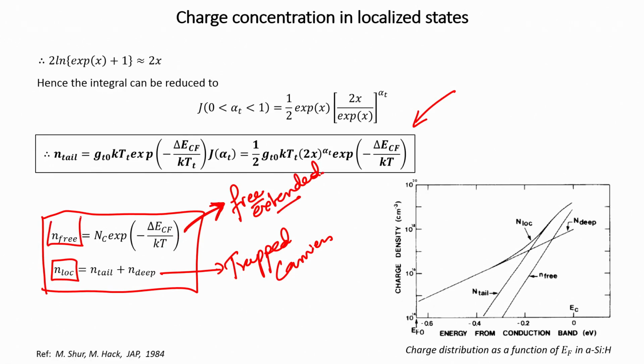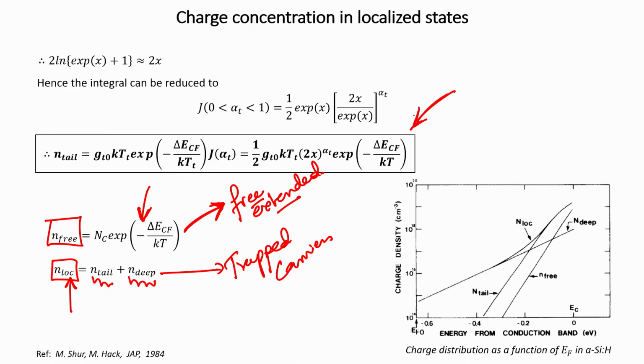The number of free carriers per unit volume is given by an expression that you are all very familiar with, which is the effective density of states times e to the power of minus (EC minus EF) by kT. This expression is very similar to the case of crystalline silicon. But this is something new which did not exist in the case of crystalline silicon: the number of carriers that are trapped per unit volume is given by the total number of trapped carriers in the tail states plus the total number of trapped carriers in the deep states. And those answers are given here for this particular example.